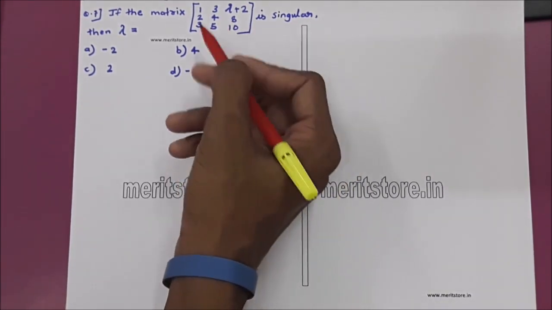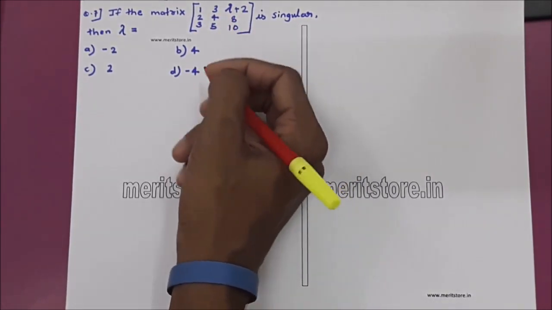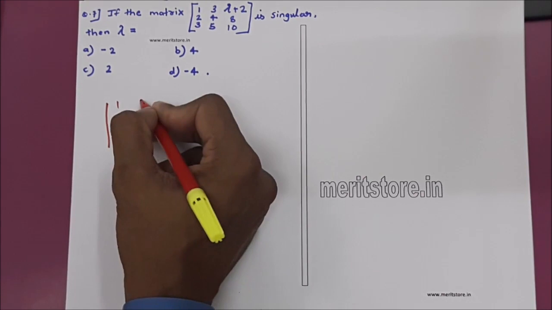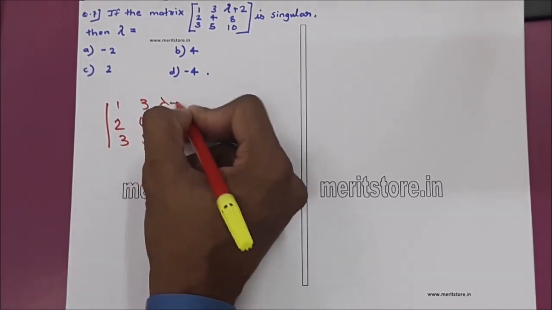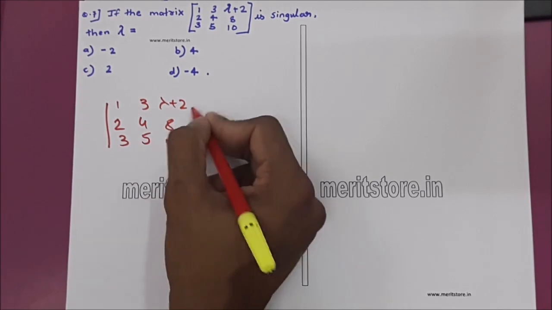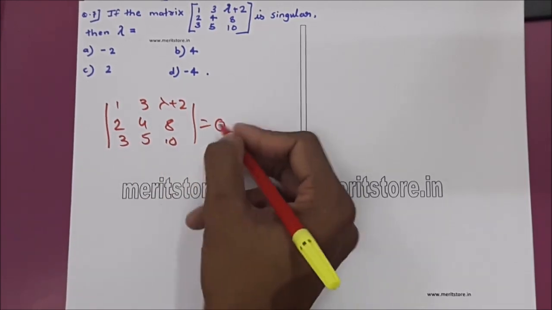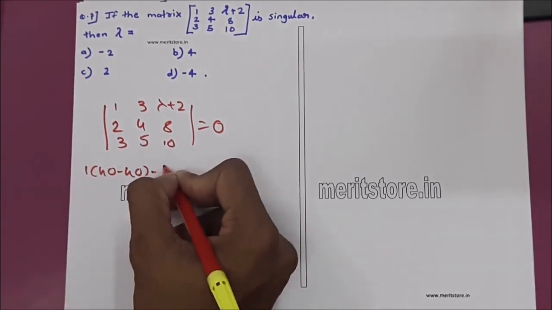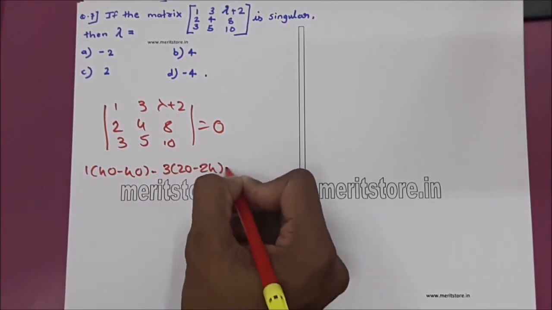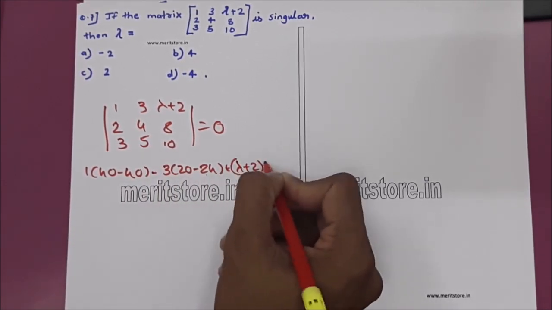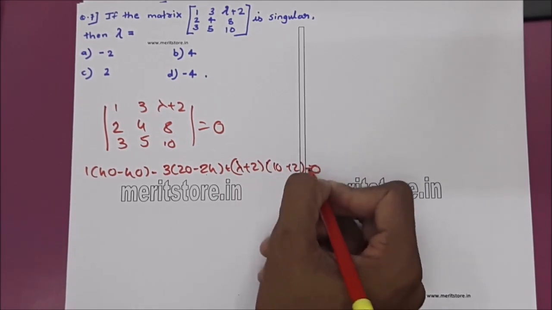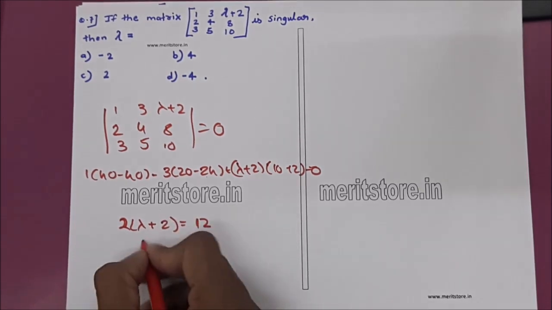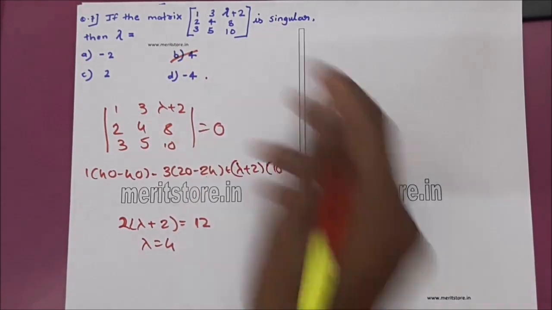From the question we conclude that the matrix is singular, so the determinant of the matrix is equal to 0 for the singular condition. So we solve this, we get 1 times (40 minus 40) minus 3 times (20 minus 24) plus (lambda plus 2) times (10 minus 2) equal to 0. So we solve, we get 2 lambda is equal to 8, that is lambda is equal to 4, which is option B. Option B is the correct answer.